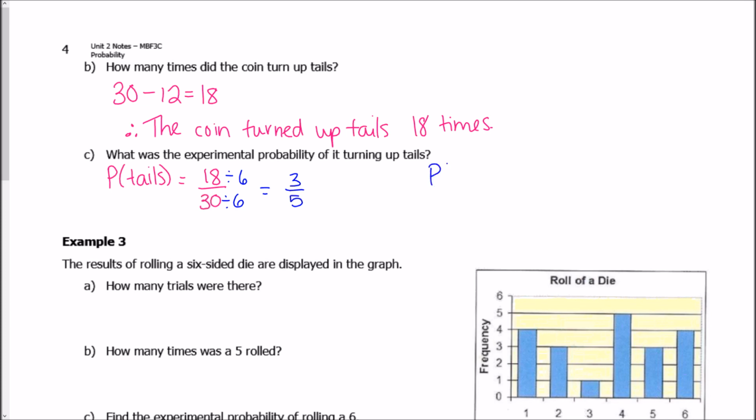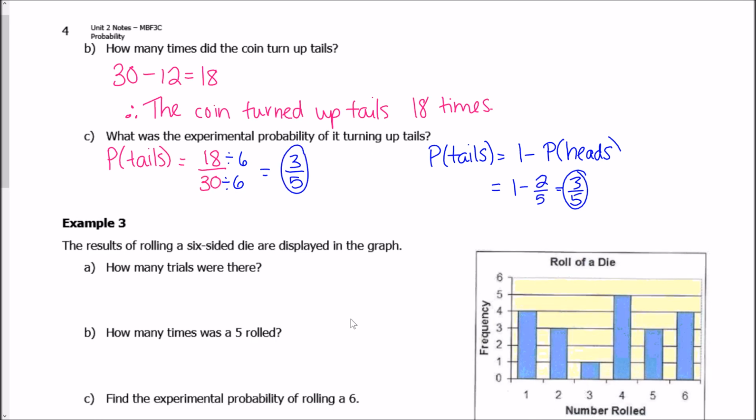Another way to find out that the probability of getting tails is 3/5 is just to do 1 minus the probability of getting heads, because the total probability we could have is 1, and there are only 2 options, heads or tails. So if it's not heads, then it has to be tails. So we can just say 1 minus 2/5, because the probability of getting heads was 2/5. So 2/5 taken away from 5/5 is 3/5. So either way, we'll get 3/5 as our answer.